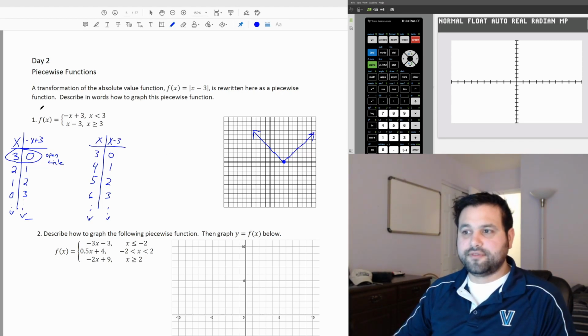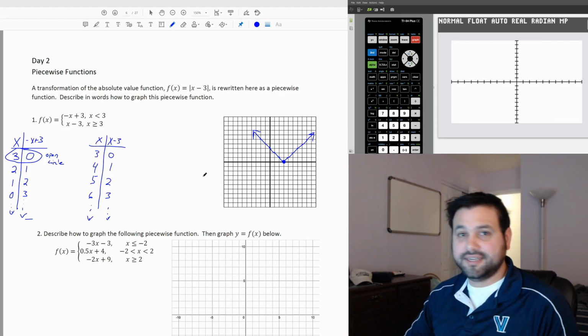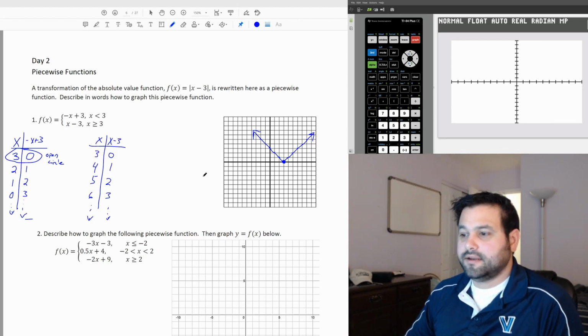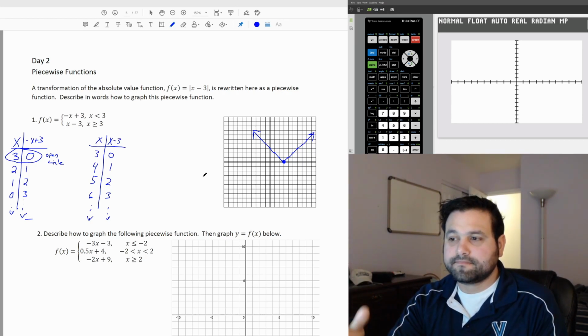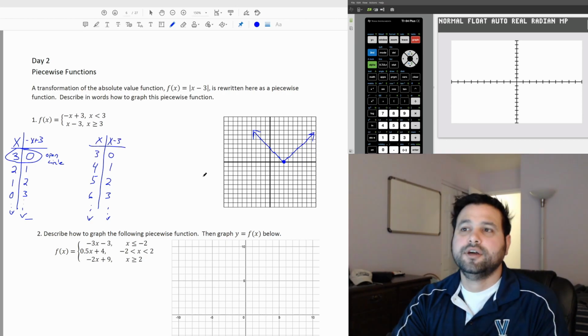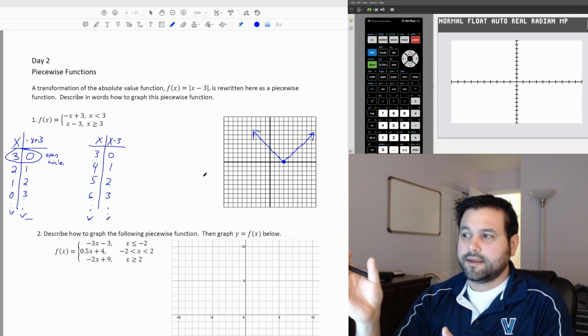And that, I just graphed a piecewise function. It looks like an absolute value function because it is. Okay? A piecewise function is simply a function that is broken into pieces. And so because it's broken into pieces, we're going to create a table for every single piece.